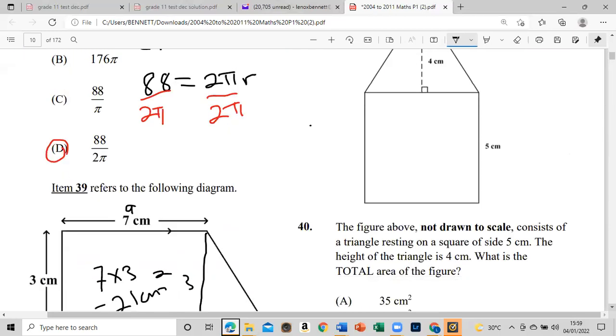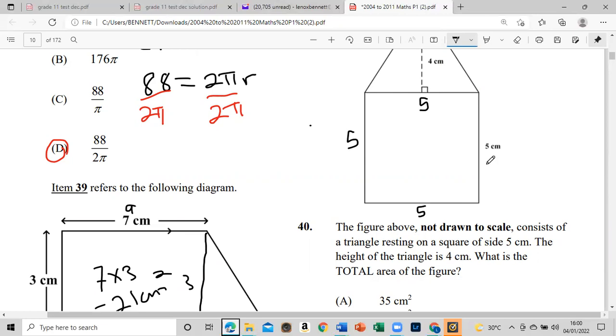The figure above, not drawn to scale, consists of a triangle resting on a square. Okay, so it's a square, all sides are 5. A square has all 4 sides equal. The height of the triangle is 4. What is the total area of the figure?